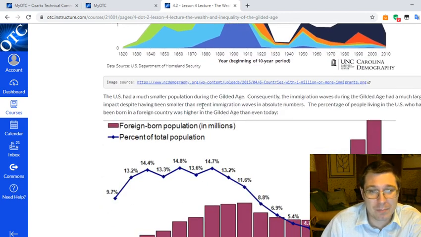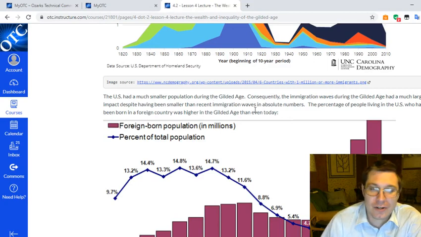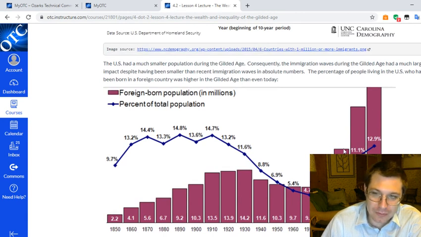The U.S. had a much smaller population during the Gilded Age, so consequently the immigration waves during the Gilded Age had a much larger impact, despite having been smaller than recent immigration waves in absolute numbers. In absolute numbers, these recent waves of immigration have been very large, but relative to the population, if you look at the percent of foreign-born residents in the U.S., it peaked actually around 15% in the Gilded Age, and as of 2010, it's less than 13%.